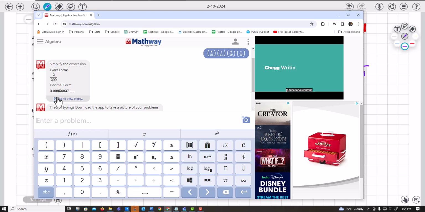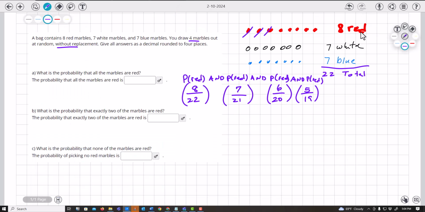And I get 0.0096 if I round it. So this becomes 0.0096. All right, let's look at what about exactly 2 are red.